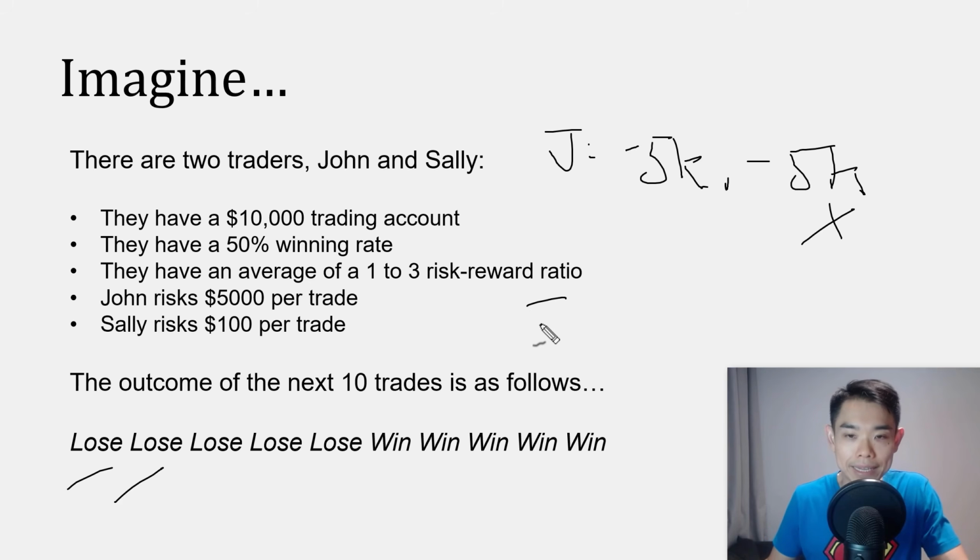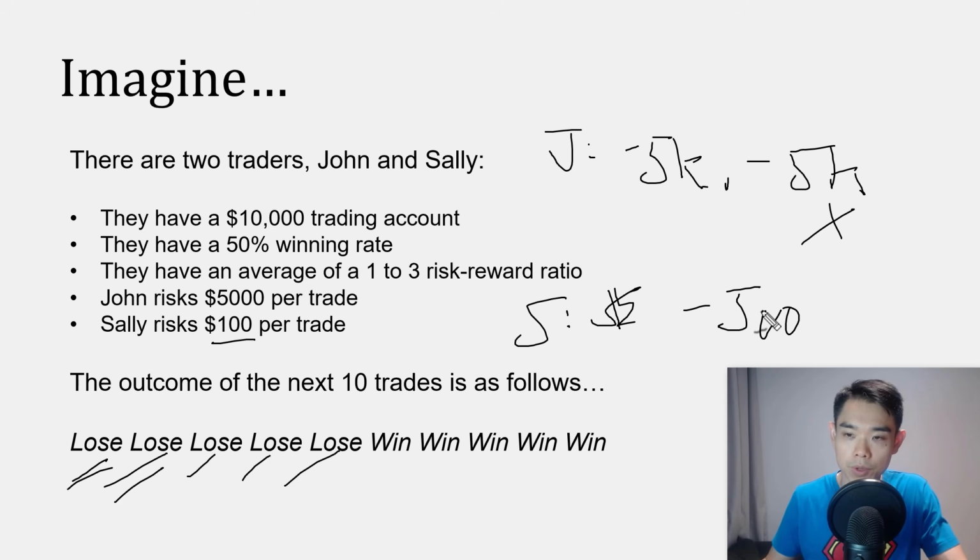What about Sally? Okay, so you can see Sally risked $100 per trade. So the first 5 trades are losers. 1, 2, 3, 4, 5. And you know that she risked $100 per trade, so her total loss will amount to something like $500. But because she has proper risk management, she lived to fight another day. So you can see that she gets to experience the profits that will come her way.